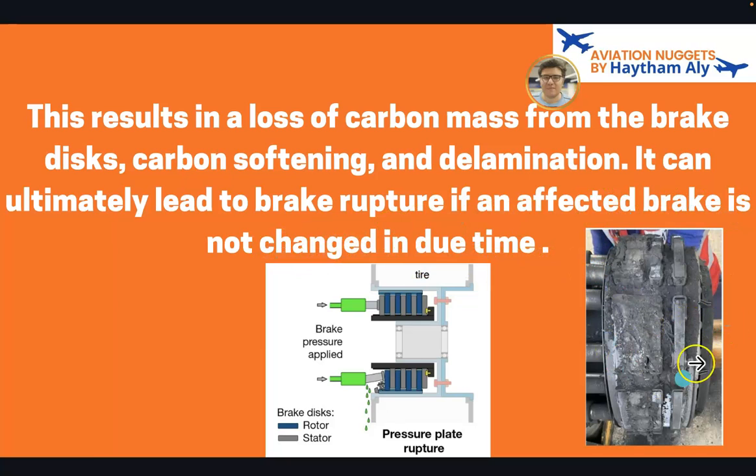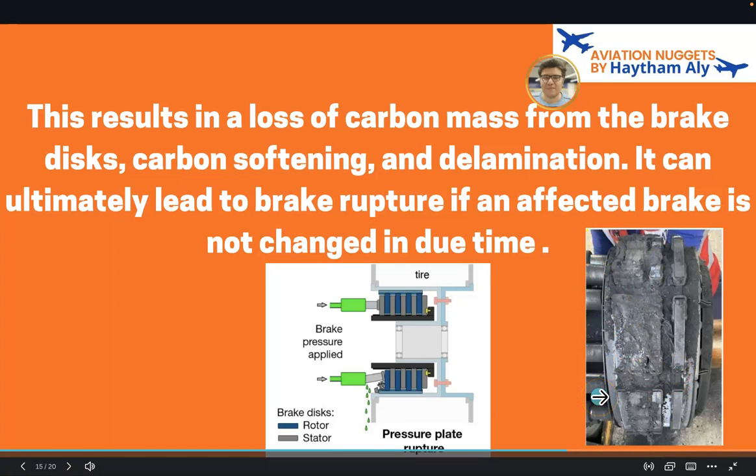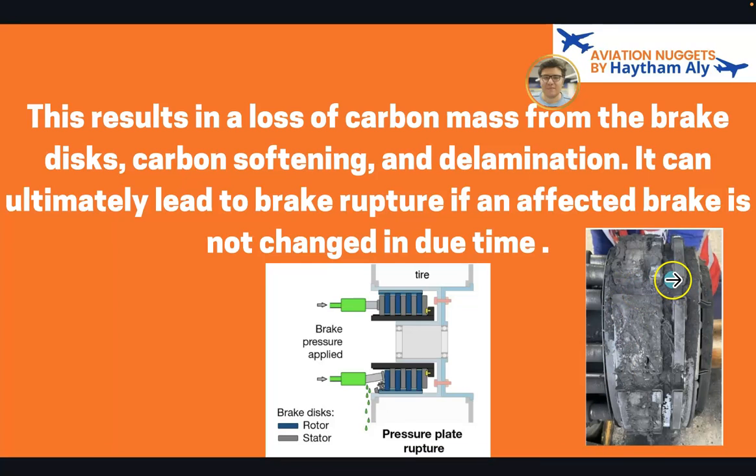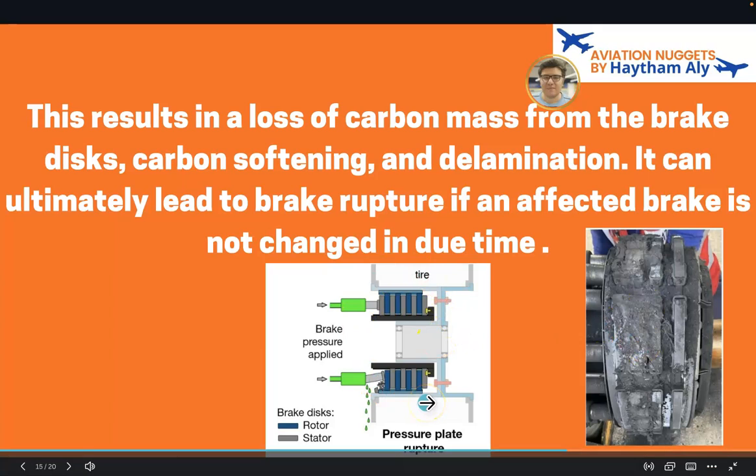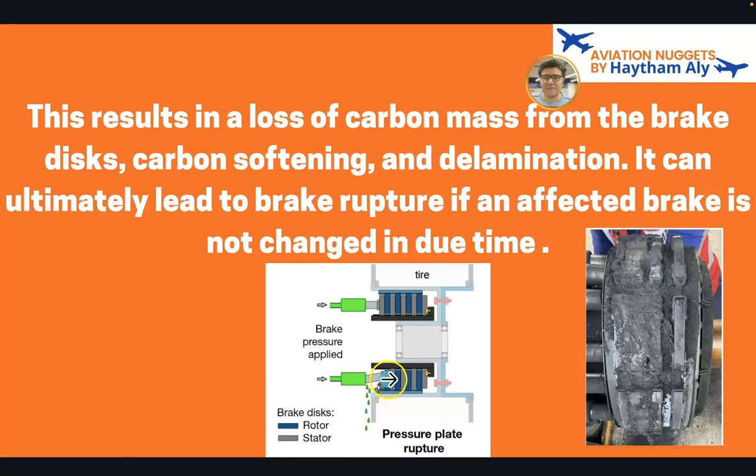If a brake is heavily oxidized and you don't change it, when the piston applies power, the disc may easily fracture because now the carbon is soft and the delamination is happening and the carbon is now like ash. So if the brake unit suffers from fracture, a hydraulic leakage may happen and a brake fire or brake smoke may happen. So this is a figure explaining the fracture or rupture that happened to a brake unit if an oxidized brake is not changed in due time.